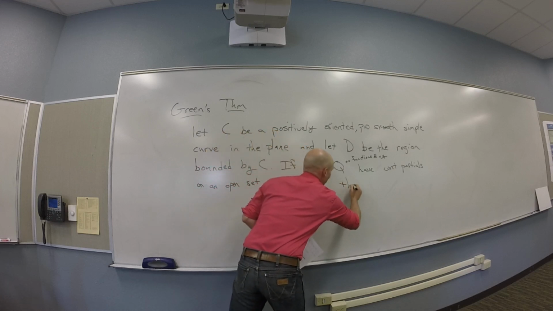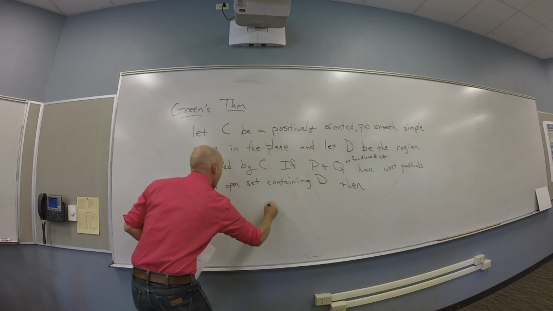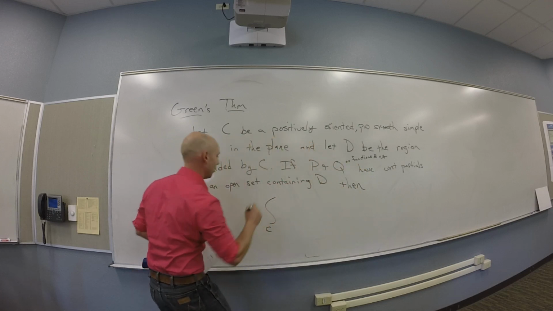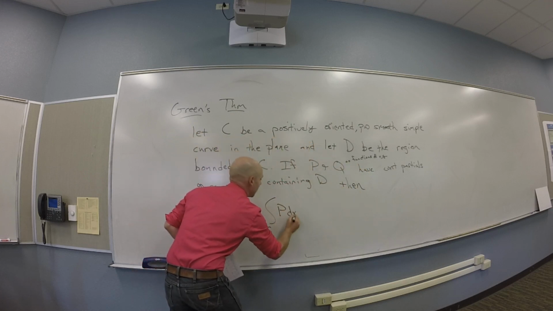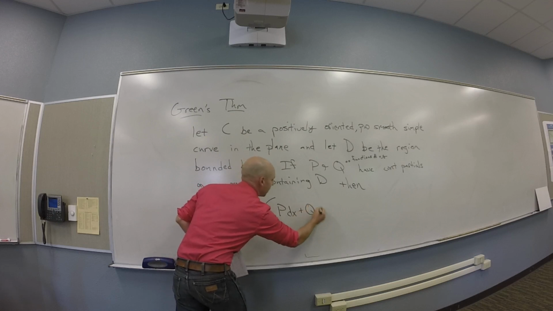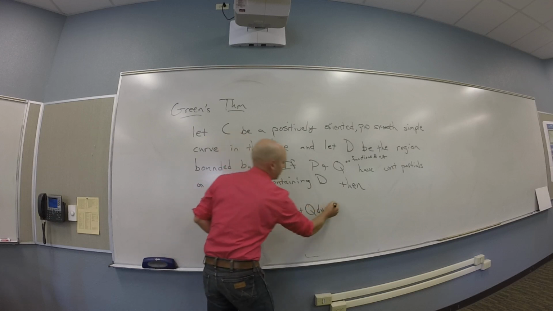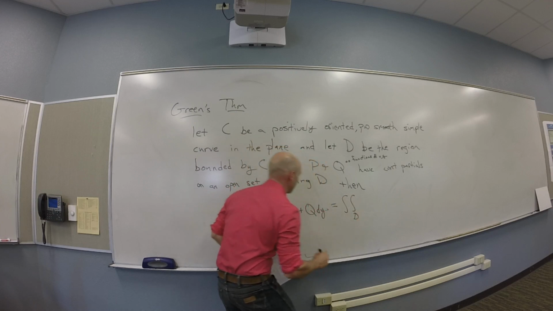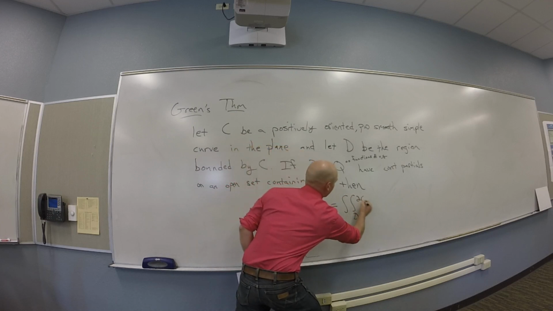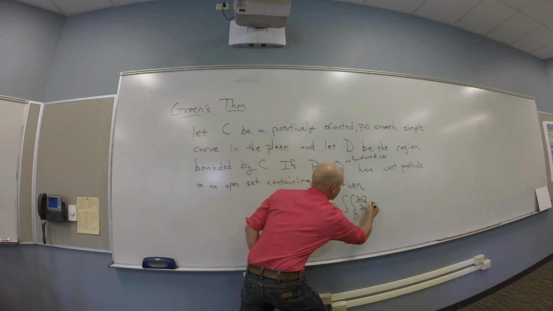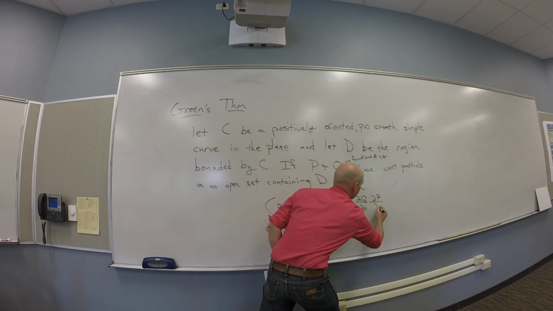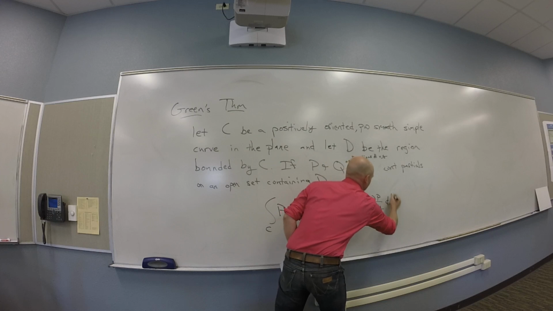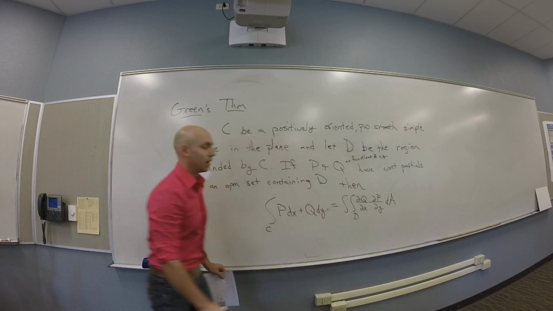Then, punchline, ta-da, the line integral over C of P dx plus Q dy is the same thing as the double integral over the domain D of the partial of Q with respect to x minus the partial of P with respect to y, integrated with respect to area.